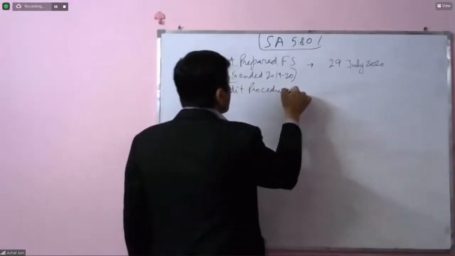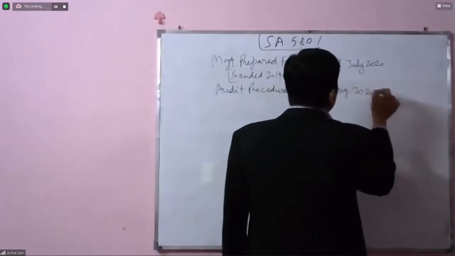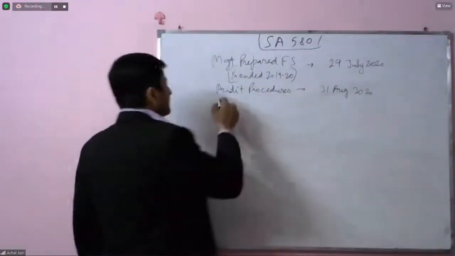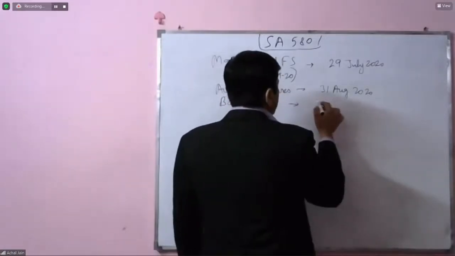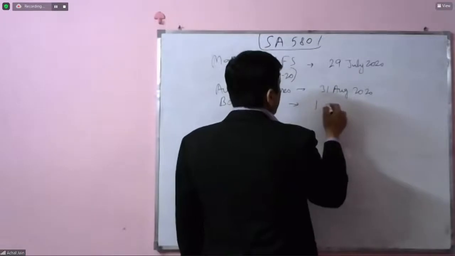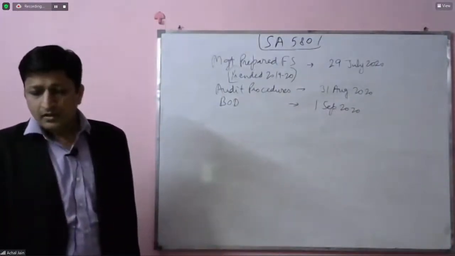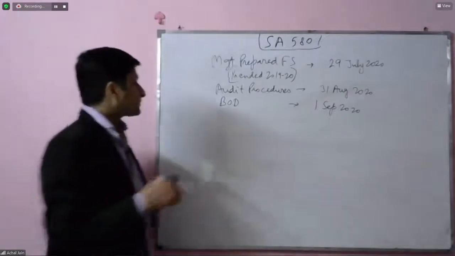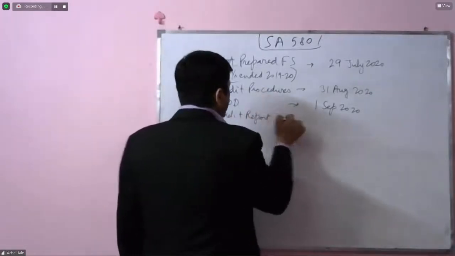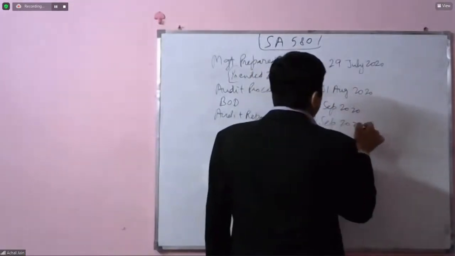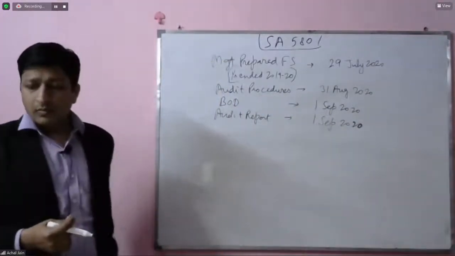Audit procedures, because the audit was performed up to 31st of August 2020. Okay. Board of Directors approved the financial statements on say 1st of September 2020. So this is the date when the board approved everything. Audit report is signed on 1st of September 2020. Okay. So this is the date on which the audit report is signed off.